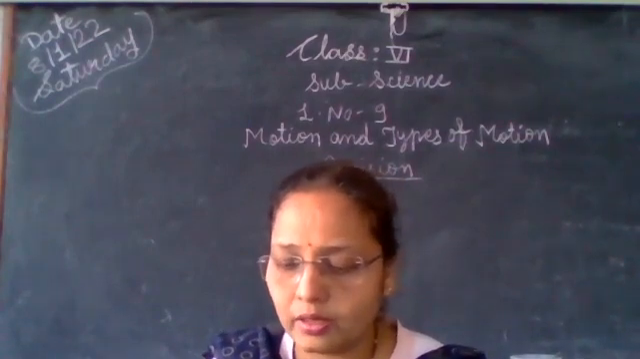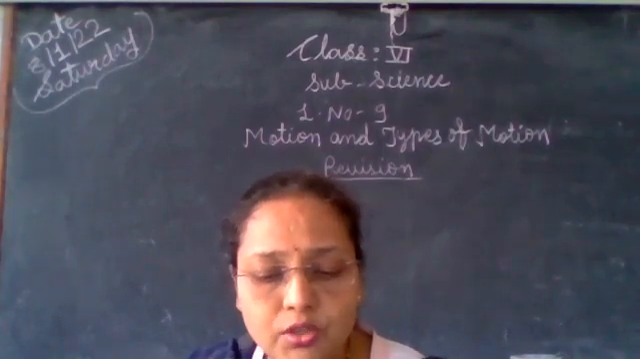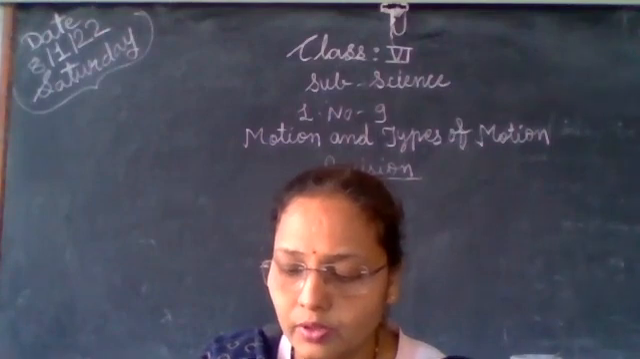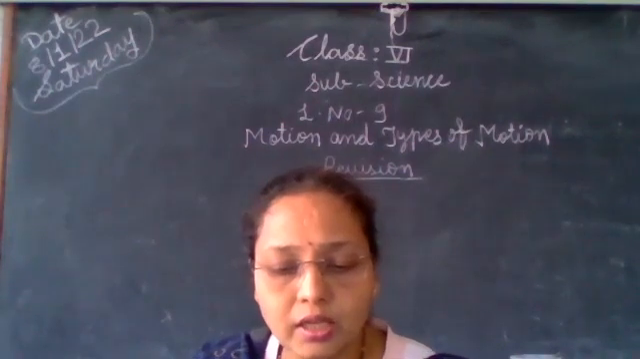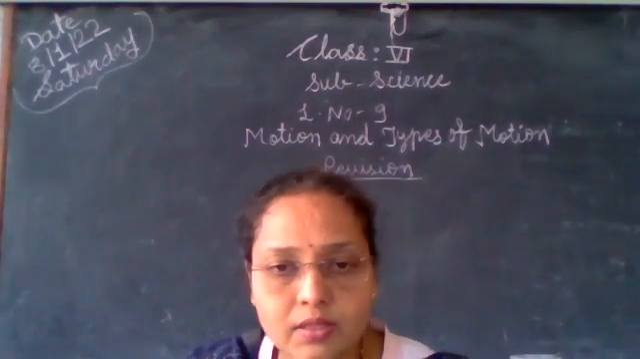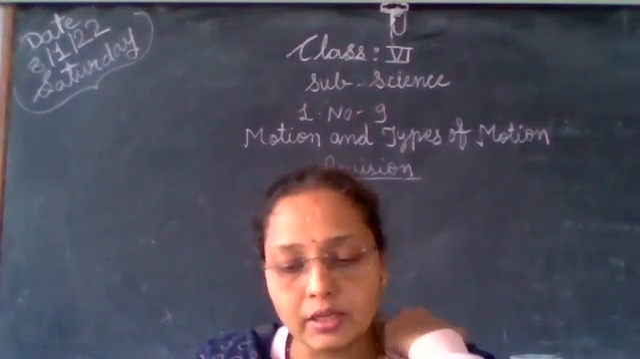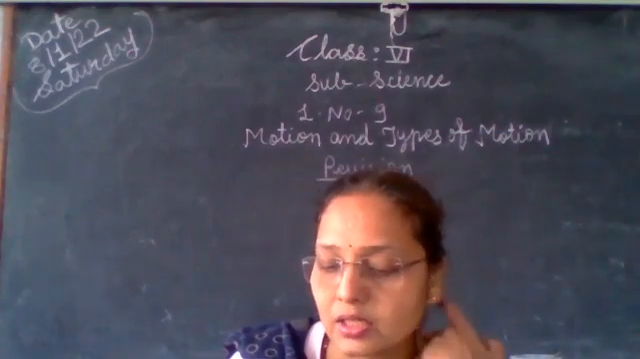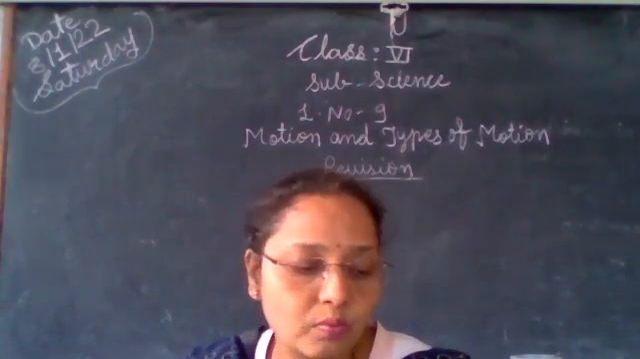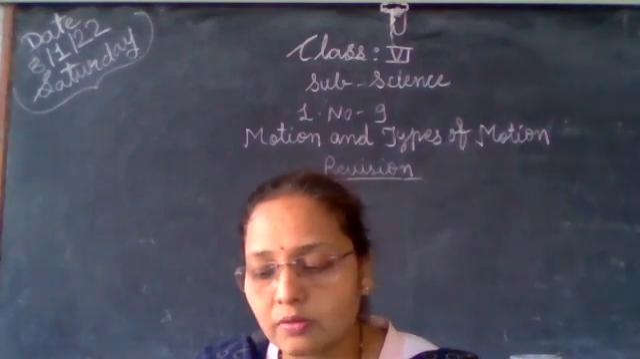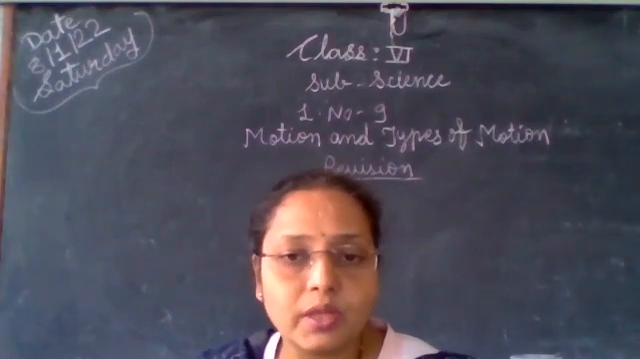Okay, children. Then next, answer question number 5. Answer the following questions in your own words. So write the question: Which type of motion is seen in birds flying in the sky? So the answer is, the birds flying in the sky exhibit random motion. Means birds move around in any which way.